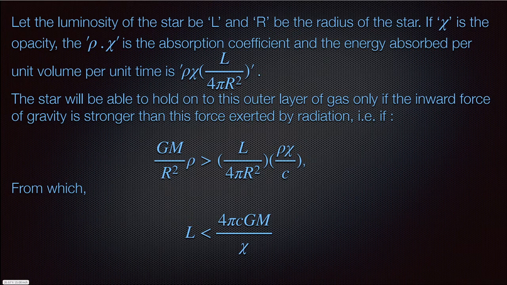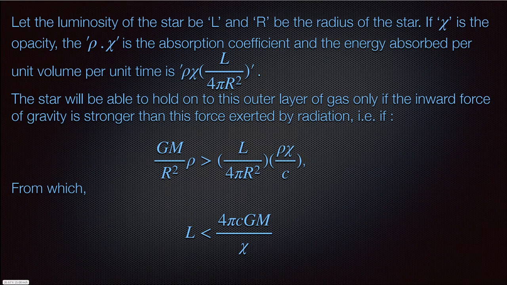Okay, so now the momentum associated with this energy can be obtained if we divide this energy absorbed per unit volume per unit time expression by c, and it will give us the momentum, which is nothing but the force exerted on this unit volume. Now the star will be able to hold on to its outer layer of gas only if the inward force of gravity is stronger than the force exerted by the radiation.